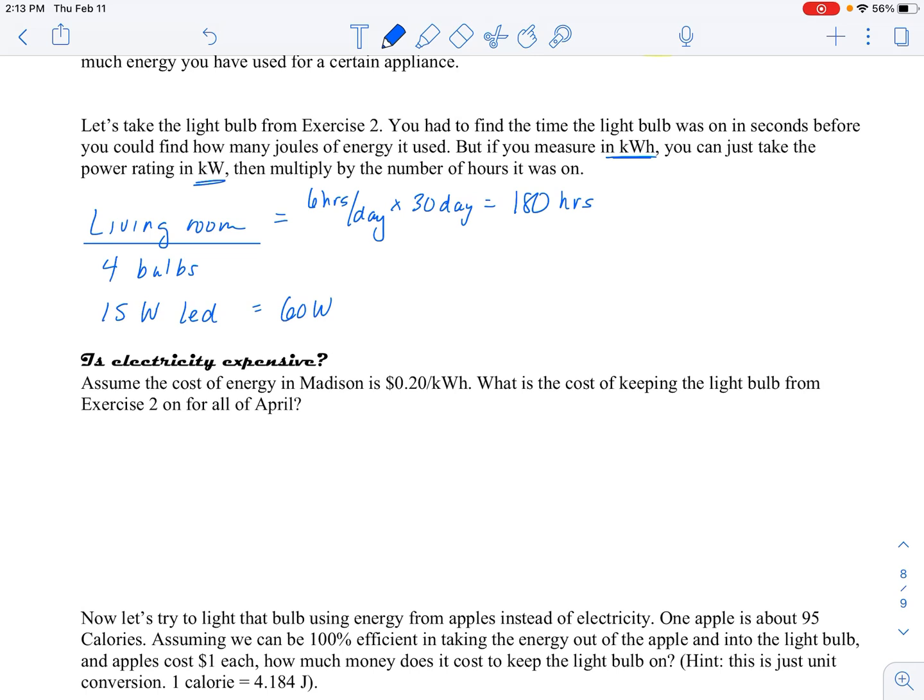So for the 4 light bulbs in my living room, how many kilowatt hours do I use? What I do is I take 60 watts and convert it to kilowatts. To convert it to kilowatts, I divide by 1,000. So it's 0.060 kilowatts. Then I multiply that by 180 hours, and that's going to give me the kilowatt hours. So 0.060 times 180 means that I use 10.8 kilowatt hours of energy to light my living room every month.